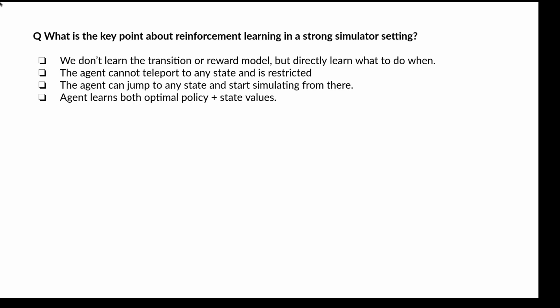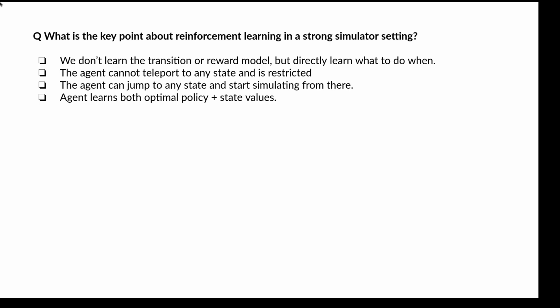Okay, fine. The first option is saying we don't learn the transitions or the reward model but directly learn what to do when. So it is saying we'll not learn how to go from S to S dash, or the reward model itself. We are not going to consider R. We are directly going to learn the policy, which is not possible at all.